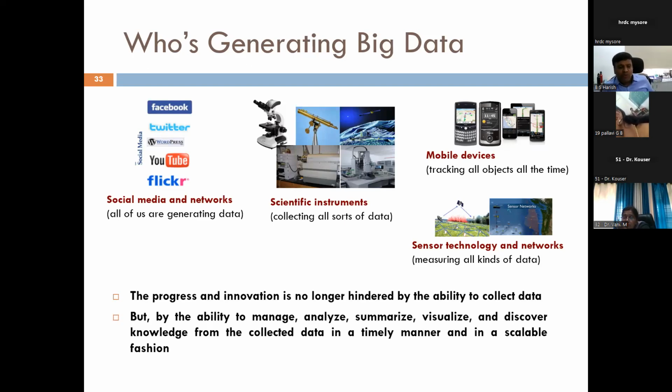The progress and innovation is no longer hindered by the availability of collected data, because you have a mechanism to collect the data through different modes, over the different social networks. But ultimately, the very important thing that we need to really maintain is the management of the data, point number one.